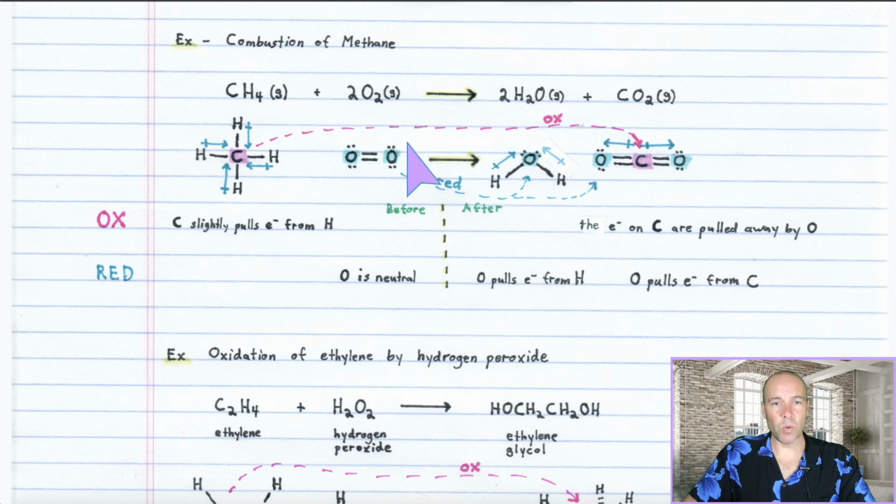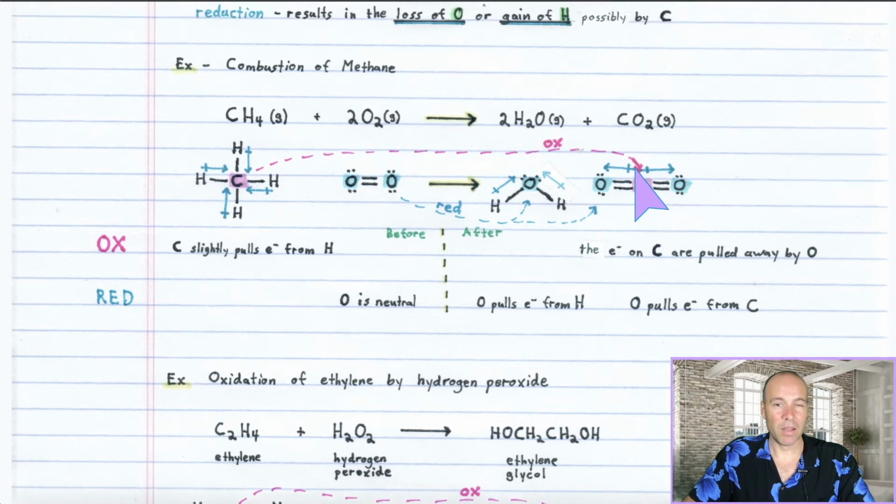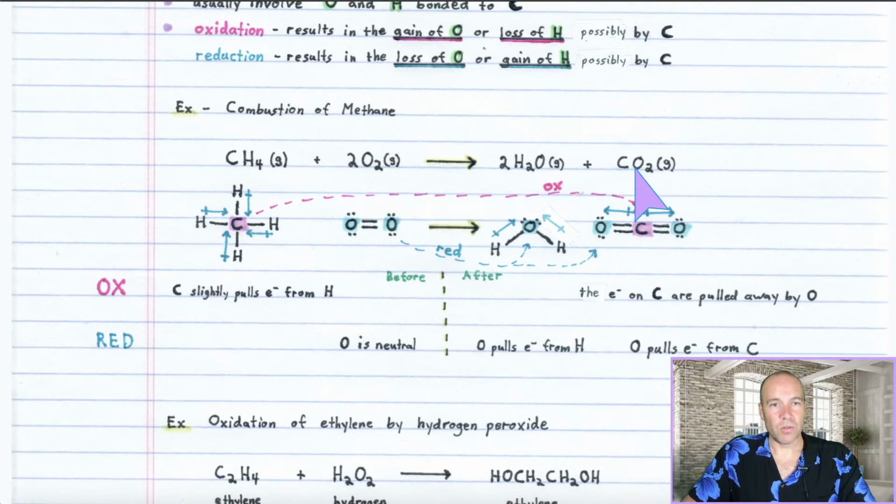Now, before we examine the Lewis structures to see the actual electron transfer going on, let's just go back to this little definition of oxidation and reduction to see who's oxidized and reduced here. Oxidation results in the gain of oxygen or loss of hydrogen. So is anybody losing hydrogen and or gaining oxygen?